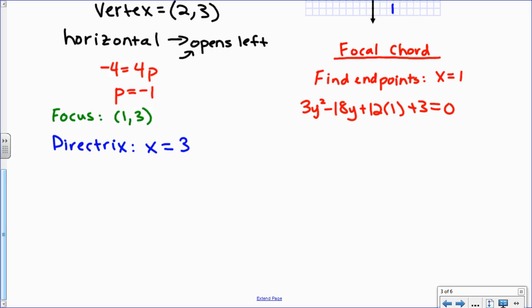So there's 2 endpoints, so it's going to make sense that I'm going to get 2 answers for y. So then this is 3y squared minus 18y plus 12 plus 3. 3y squared minus 18y plus 15 equals 0. So it's a quadratic, so we'll get 2 answers. We can factor it. We can make it easier to factor by first taking out a 3. So factor out a 3.